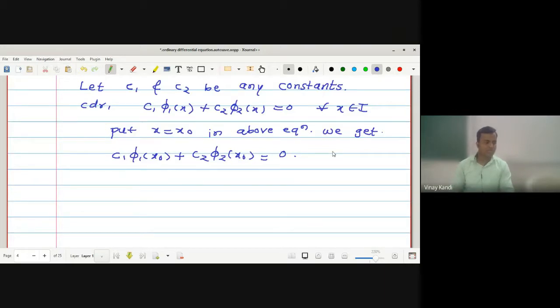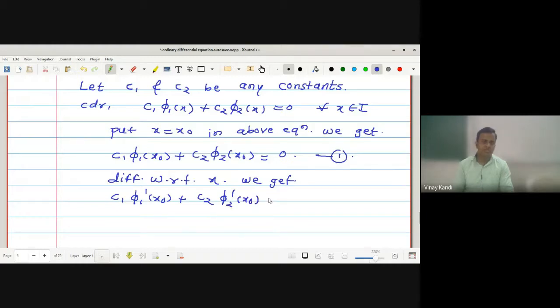Give it as equation number 1. Now differentiate with respect to x. We get C1 phi1 dash of x naught plus C2 phi2 dash of x naught is equal to 0. Give it as equation number 2.